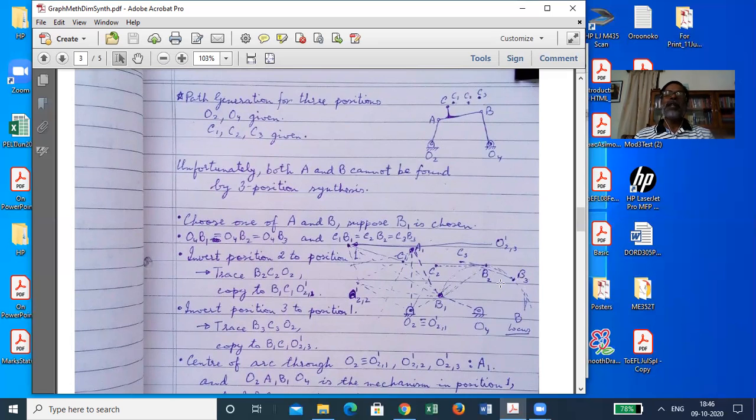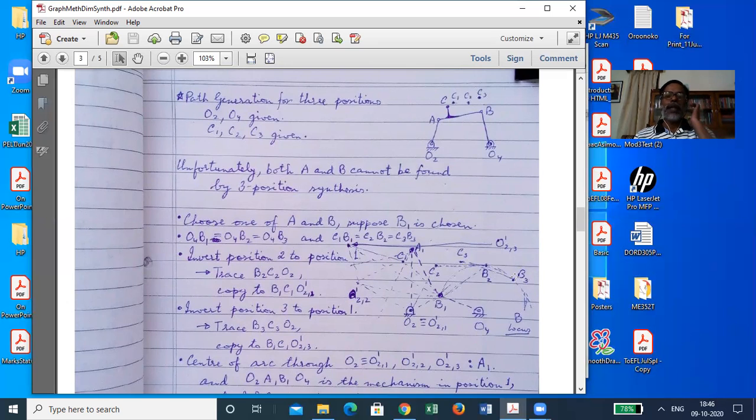And where B2, B3 lie, that also you will know because ABC is another rigid link. So the distance BC in between cannot change. So when C1 was here, B1 was here. So you take this on your compass and from C2 cut this arc to get B2. From C3 cut this arc to get B3. So B1, B2, B3 are all located. See, now it is only A that you have to locate.